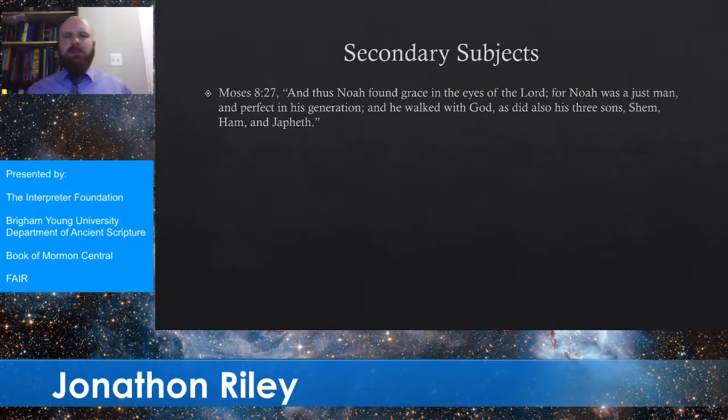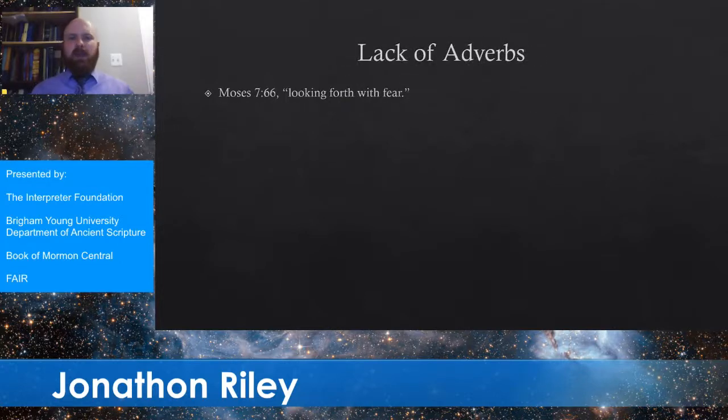The Book of Moses has a surprising lack of adverbs as well, as we usually use them in English, and tends to use nouns and prepositional phrases instead. One good example of this comes in Moses 7:66, "looking forth with fear." Generally, one would say looking forth fearfully rather than looking forth with fear, but this version of the phrase is how one would say this in Hebrew. One sees this in Isaiah 12, "with joy shall you draw water," instead of "joyfully shall you draw water."